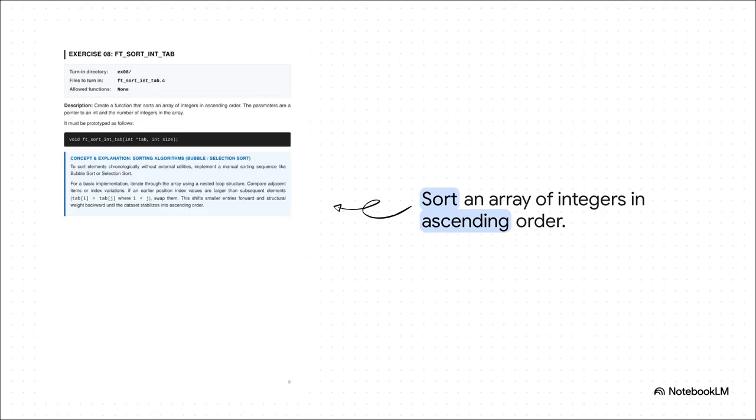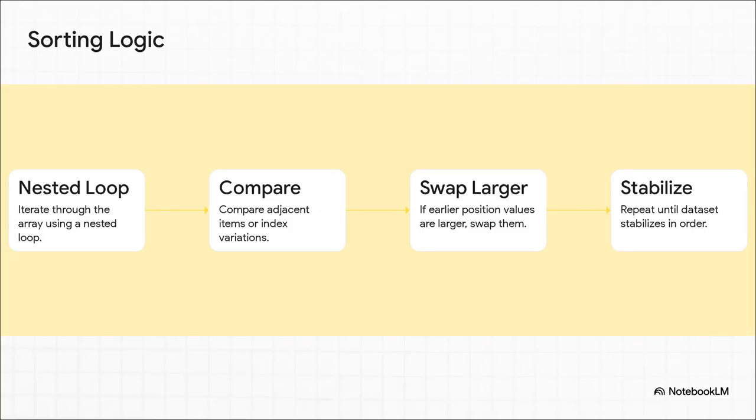You'll be implementing a manual sorting sequence, typically something like a bubble sort or a selection sort. Let's break down a basic implementation strategy for this one. You're going to need a nested loop structure, literally a loop inside a loop. This allows you to iterate through the array and compare adjacent items or index variations. The core logic boils down to a simple question. Is the number at the earlier position larger than the number next to it? If tab[i] is greater than tab[j], they're out of order. So you swap them using our trusty temporary variable method. By doing this continuously, the heavier, larger numbers will essentially bubble backward to the end of the array while the smaller entries shift forward. You just repeat this until the entire data set stabilizes into ascending order.